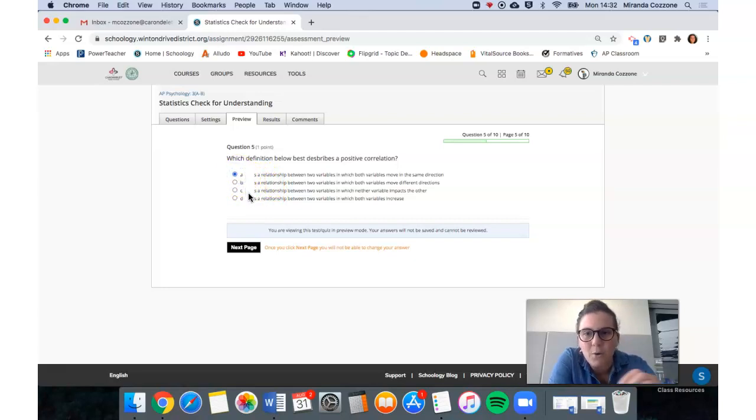So let me just check this out right here. And the answer here is going to be A, a relationship between two variables in which both variables move in the same direction, okay? B would be a negative correlation. C would be no correlation. And then D is kind of tricky here because this is correct. It's a relationship between two variables in which both variables increase. However, it's not the whole definition because it could also be decreasing together. So A is your best answer. It's when they move in the same direction, both positively or both negatively.